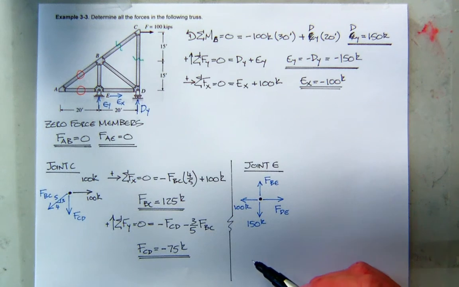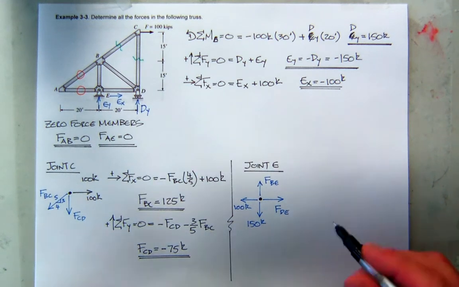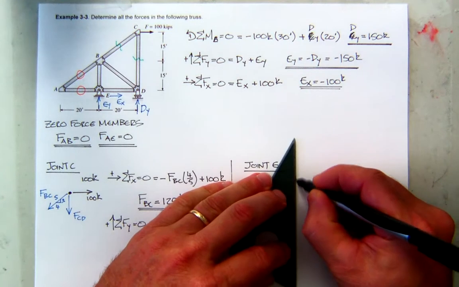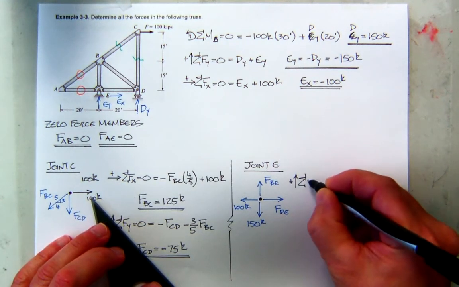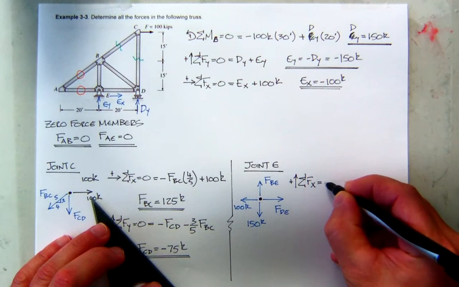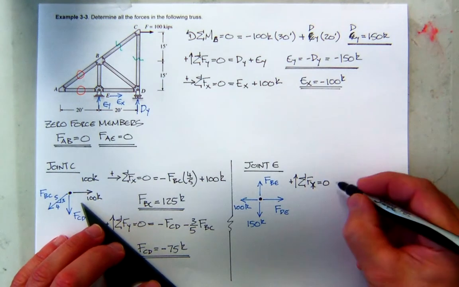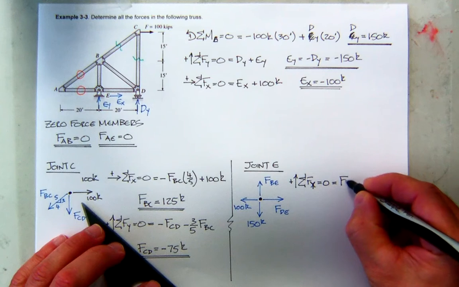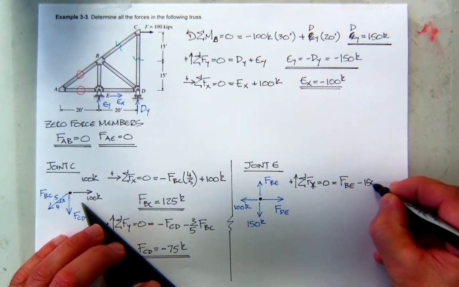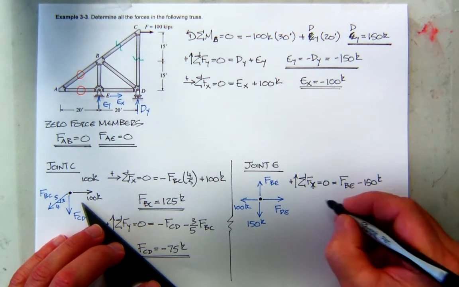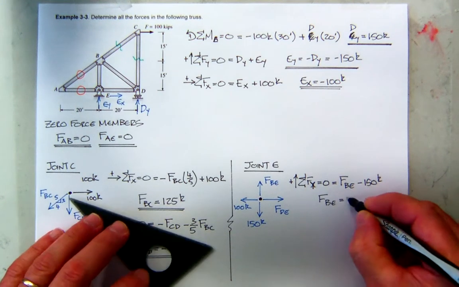The order is not important. You sum forces in the X, you're going to get DE. You sum forces in the Y, you're going to get BE. It's probably going to take us longer to write the equations down. You can probably already see the solution. But if I do sum forces in the Y direction with up as positive, I have BE up, and I have minus 150 acting down, so the force in BE is 150.